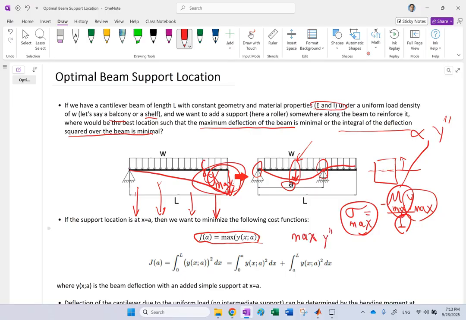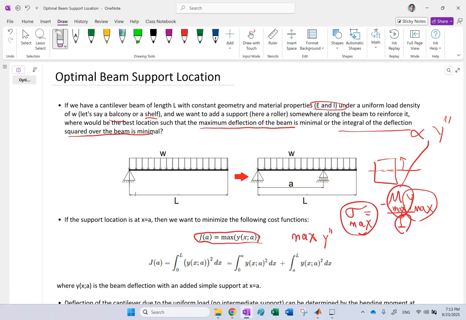Another way you can look at it is, instead of just looking at a single point where the deflection becomes maximum, you can look at the entire beam. So at any arbitrary position X, this deflection is Y, and you want to minimize the whole deflection all over the beam. So it's not just that point, any other point is also important.